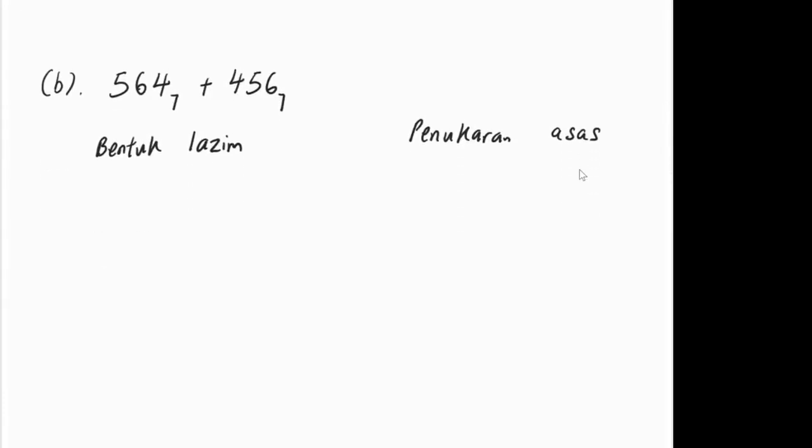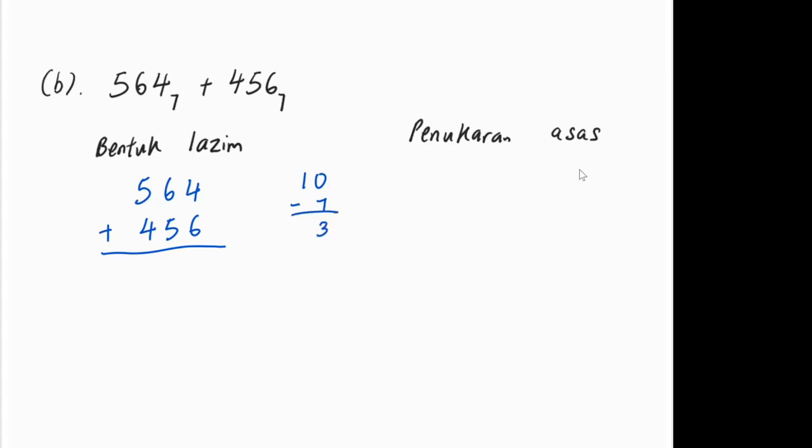Jadi kita lihat juga ini pula adalah asas nombor 7. Untuk asas nombor 7 ini kita tidak dapat gunakan kalkulator, sebab kalkulator kita hanya ada asas 10, asas 2 dan asas 8. Jadi sekali lagi kita gunakan bentuk lazim, iaitu 5644 tambah 456. Jadi kita tambah 4 tambah 6 kita dapat 10. 10 ini kalau kita perhatikan, 10 tolak dengan 7, kita dapat hasilnya adalah 3.